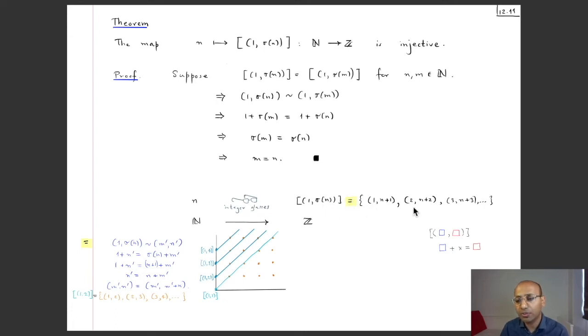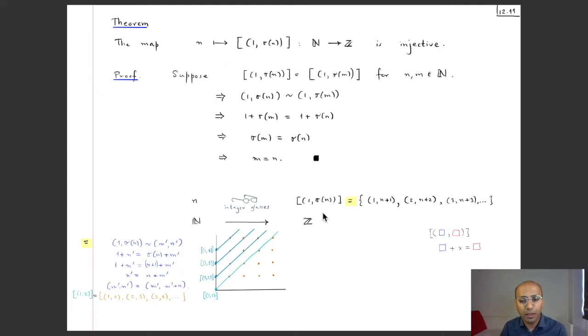Okay, so let's also show this equality between these two sets. First of all, let's note that any element of this set contains ordered pairs of the following type. Whatever is the first entry, you add n to the first entry to get the second entry. So if I call the first entry m prime, then the second entry will be n plus m prime. If I take any element in here, let's call it m prime, n prime, I have to show that it is a member of this set.